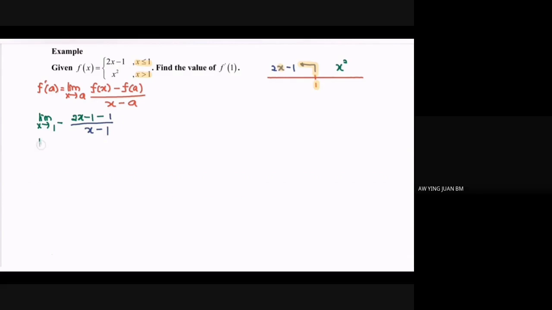So if we simplify the situation, limit when x approaching 1 from the left, we have 2x minus 2 over x minus 1. Next, I'm going to factorize the situation where we will have 2 bracket x minus 1 over x minus 1. Finally, limits when x approaching 1 from the left, the value will be 2. So the answer will be approaching 2 when x approaching 1 from the left.